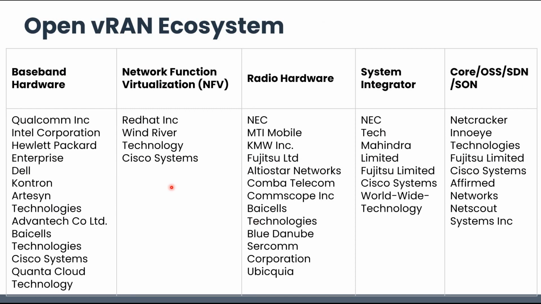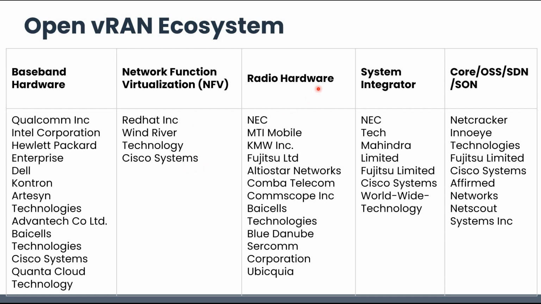So here we have described what the different vendors are and what they have in the market for different network functions and network entities. In the open vRAN ecosystem, for baseband hardware there are multiple vendors: Qualcomm, Intel, HP, Dell, Cisco, Quanta, and different network function virtualization offerings are shown by different vendors. They have software and things to implement and how to implement: Red Hat, Wind River, and Cisco.